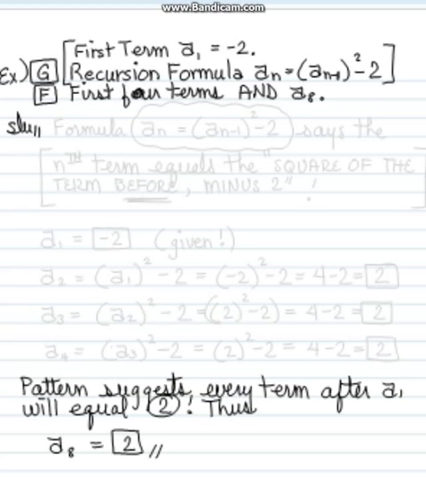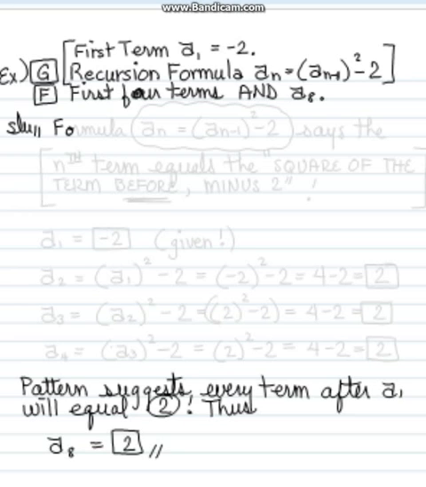Now we're going to talk about recursion formulas. In the past, all of our sequences had been defined by the term a sub n, which depended only on the index n and nothing else. Now this one's going to be different.